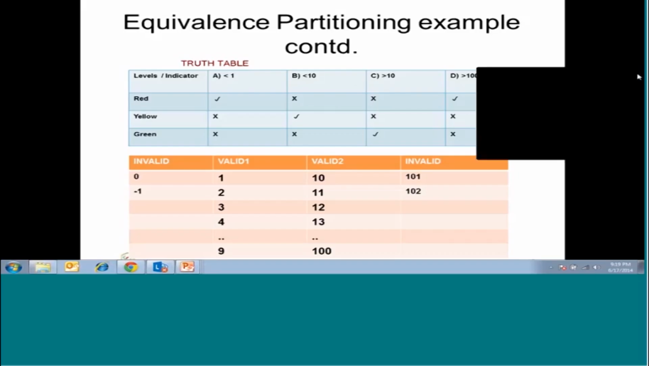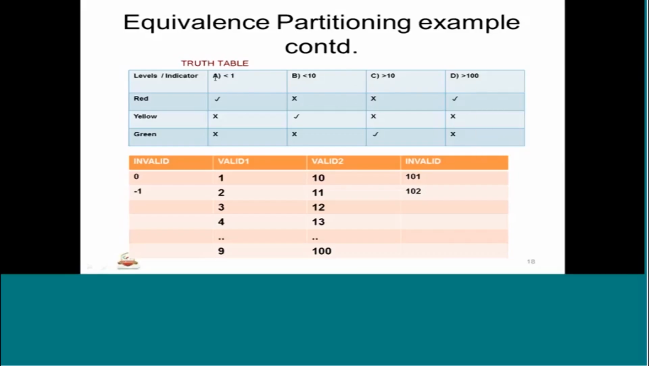So what are those classes we have? We have class A, class B, class C, class D, identifying for different indicators. Less than 1, we have an indicator which is set in the truth table as ticked. Similarly, we have a yellow indicated less than 10. Maybe we can add another one as greater than 1 also. It is up to you how you want to define the truth table.